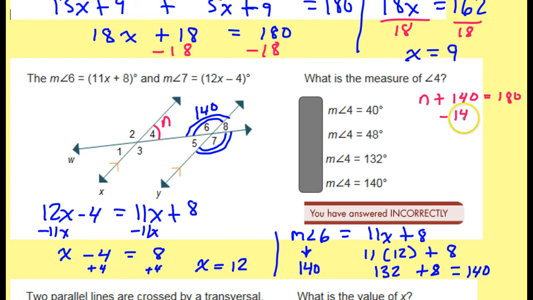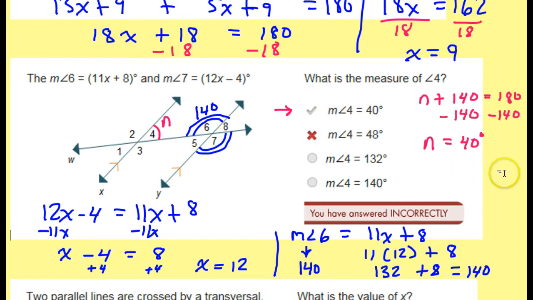So if I subtract 140 from both sides, that's going to give me n equals 40. Okay, so that means the measure of angle 4 is 40. So this should be the answer right here at the top. And there you go.